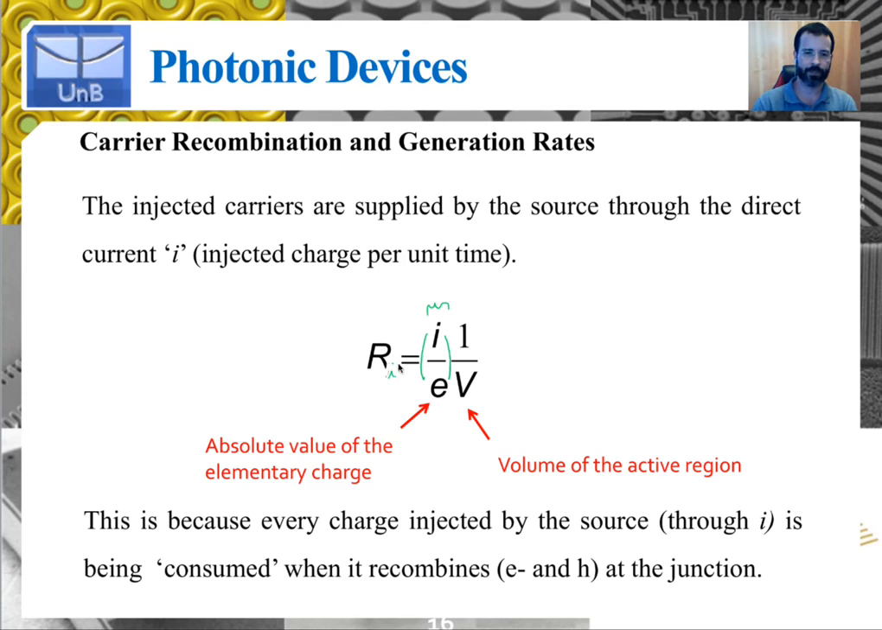But the injection rate, like many other quantities that we're dealing with, is normalized with respect to the volume. So in order to get this expression for the injection rate, we also need to divide this by the volume of the active region, the volume of the depletion layer. This is another expression for the injection rate. And we can write this because every charge injected by the source through this current is being consumed when the electrons and holes recombine at the junction.